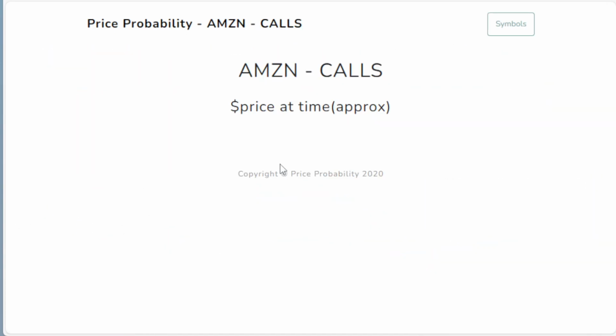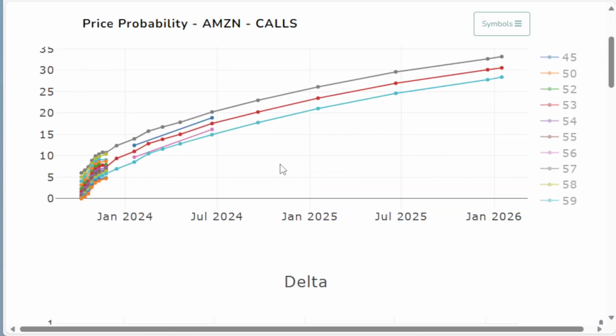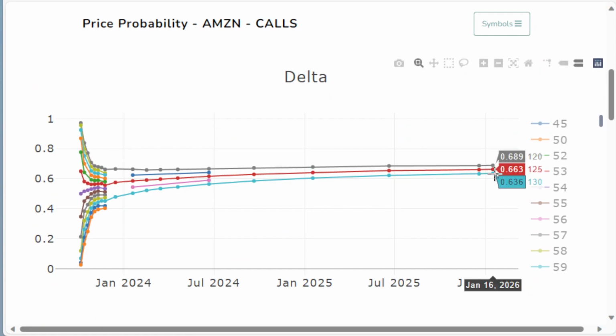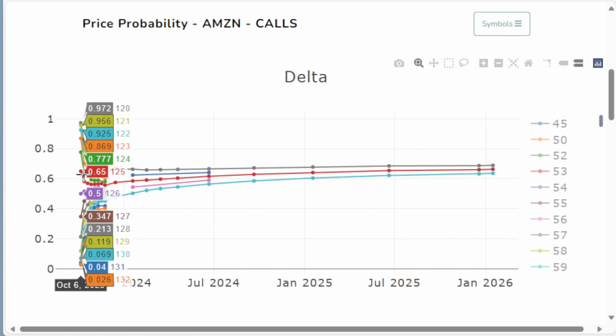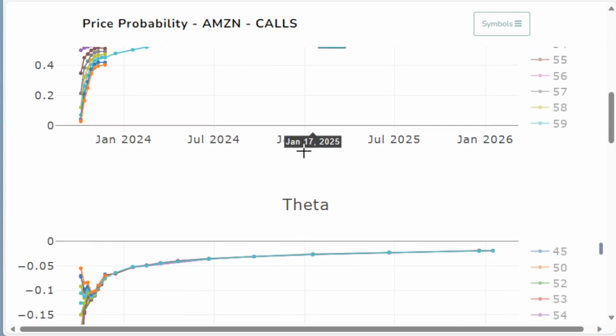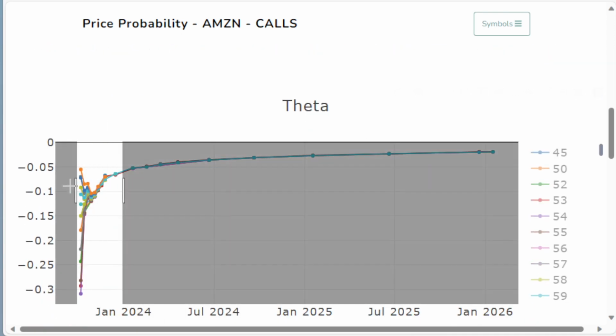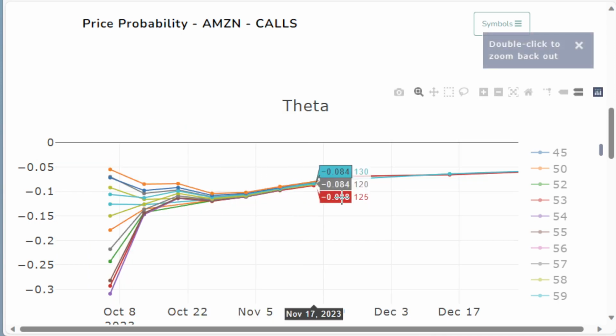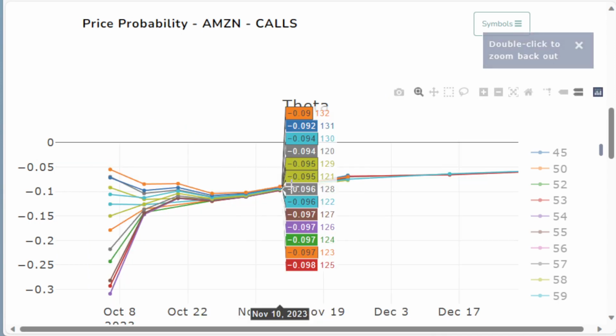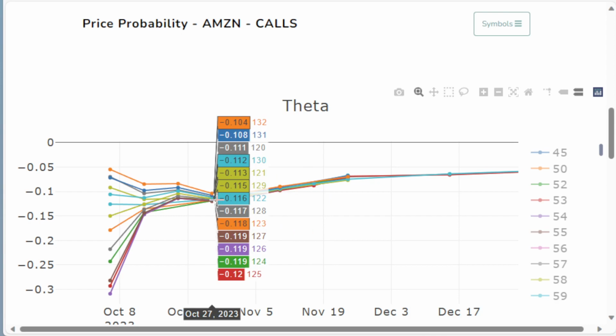Let's look at the calls. And you can see that narrow delta increasing as you approach expiration. And that theta, like we said, a few weeks out, right? You can see it starts to increase. And then October 27th, that's kind of where that theta peaks. And then from there, it depends whether you're in the money or out of the money, where the theta goes from there, or how far out of the money you are.